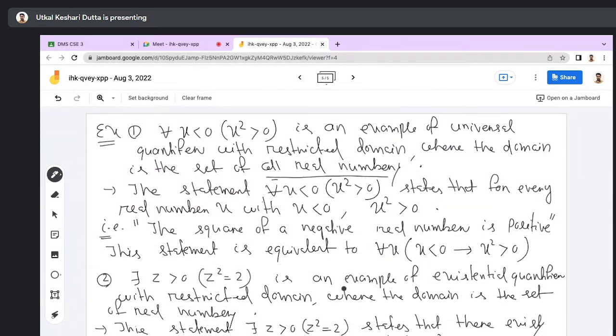Okay. But in case of for all, that is the conditional statement. But in case of there exists, the meaning is there exists z, z greater than 0 and z square equal to 2. Okay.